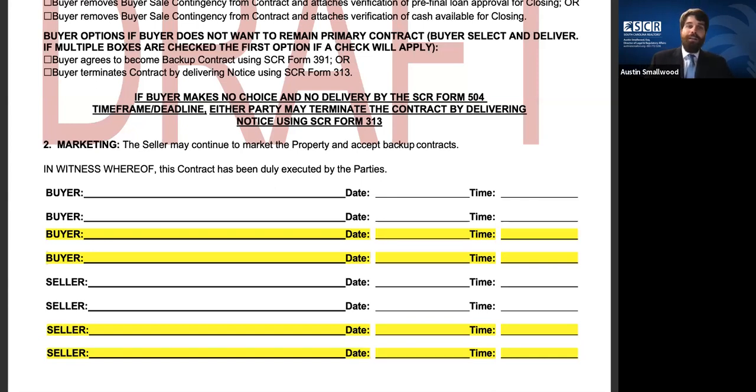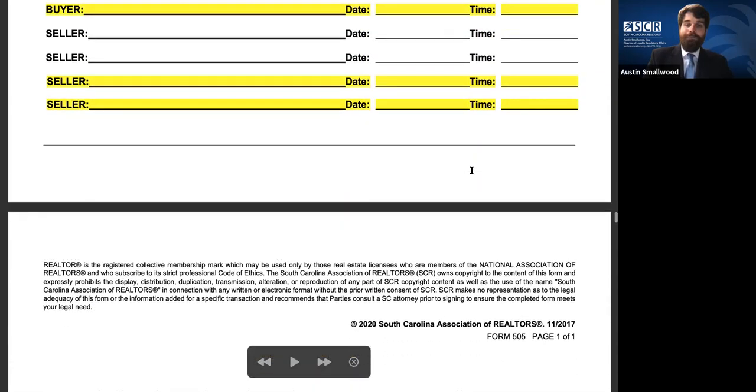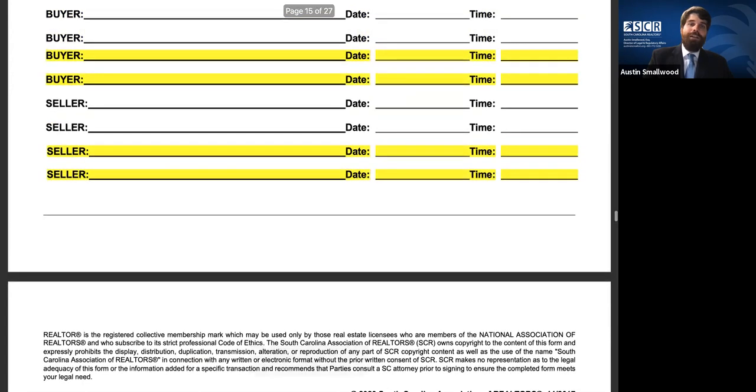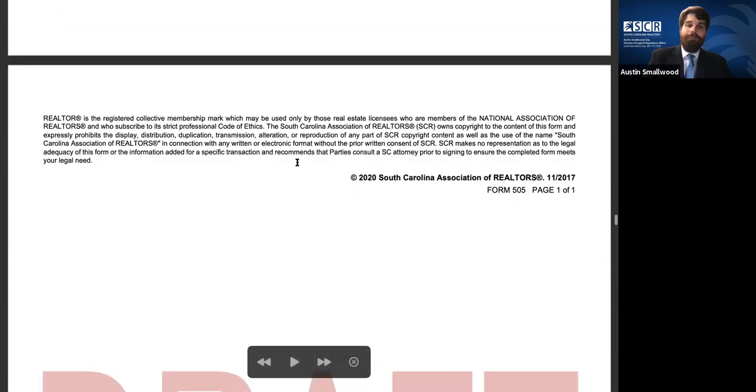So this form needs to be used in conjunction with Form 504. So if you keep similar forms together in your office, understand that, hey, if we're going to use 504, we're probably at some point going to need to use 505. So make sure you're familiar with Form 505. And again, 4 buyer lines, 4 seller lines on this one.